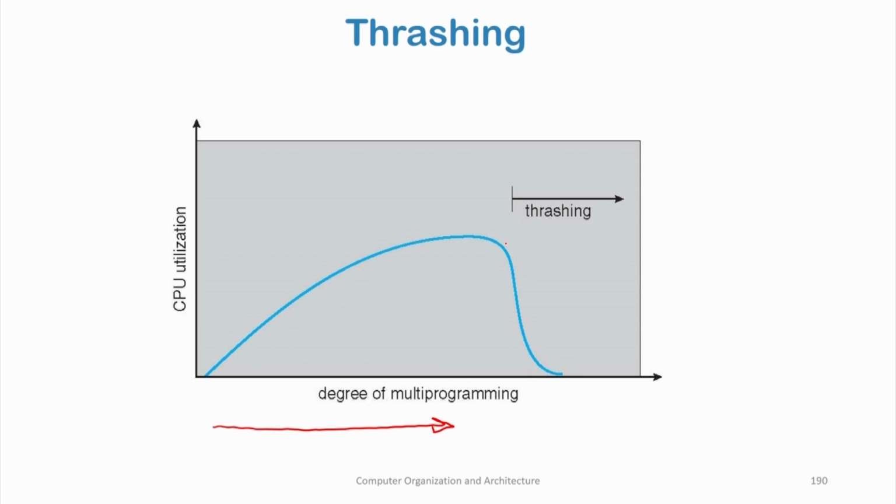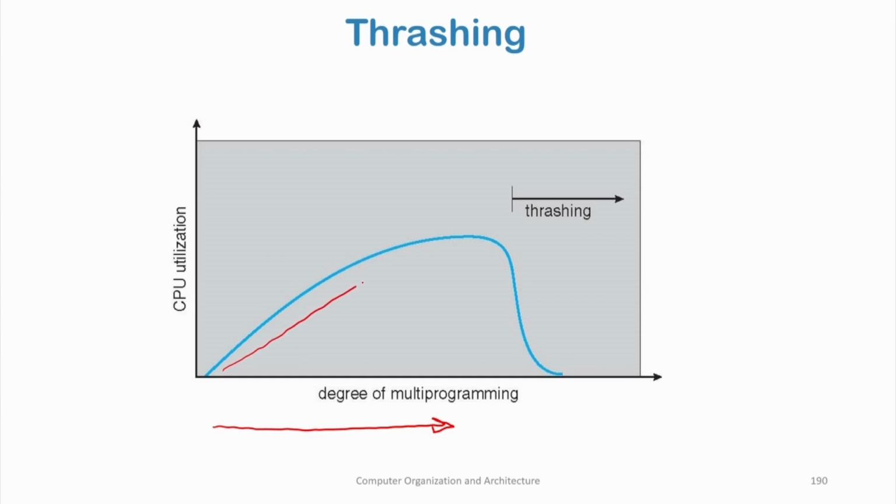Why? Because each of these processes will be allocated a certain number of frames. Therefore, when the number of processes increases, the number of frames allocated to each process reduces. When the number of frames reduces, after a certain increase in the degree of multiprogramming, there will not be enough frames for each process to keep all its active pages. Now, for a given process, when the number of frames allocated to it is not sufficient to keep all its active pages in memory, then the process will start thrashing.